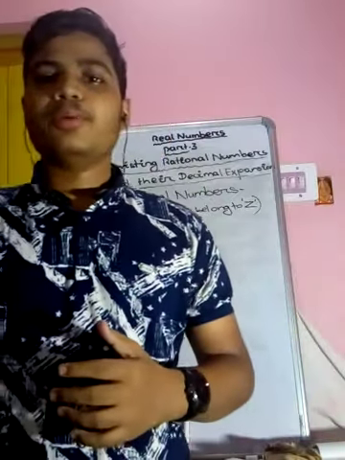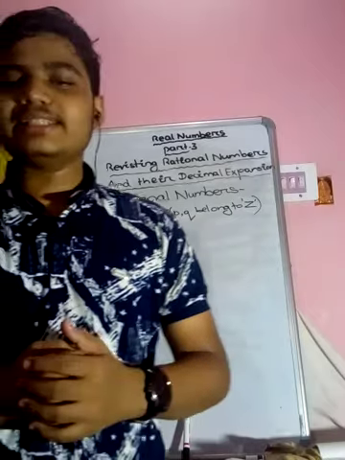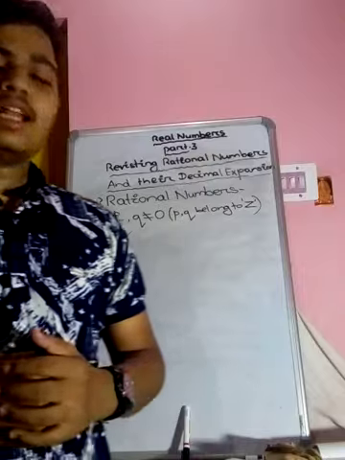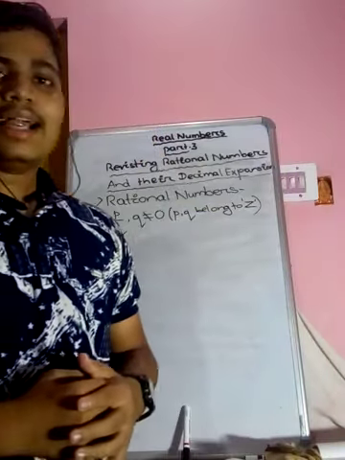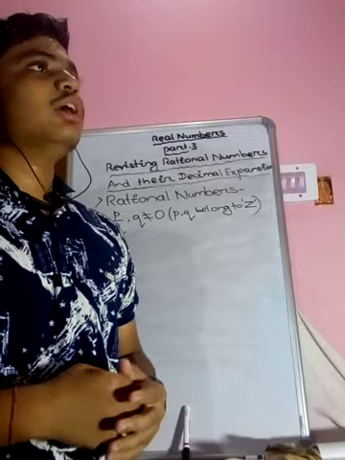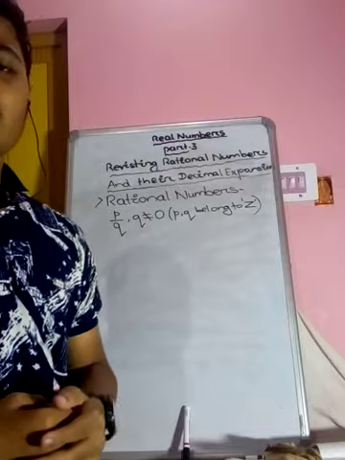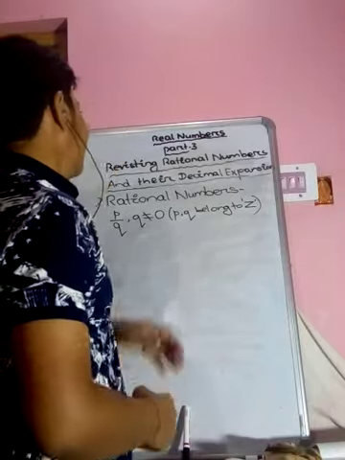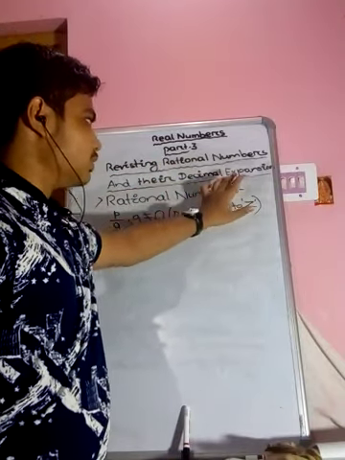I am Vidhushan Patra and I am here again with the third part of the first chapter of mathematics, that is real numbers, and the topic is revisiting rational numbers and their decimal expansions. Previously I had taught you the second part, that is revisiting irrational numbers, and I think it would now be clear for you to solve the questions. Now let us come to this topic, revisiting rational numbers and their decimal expansion.